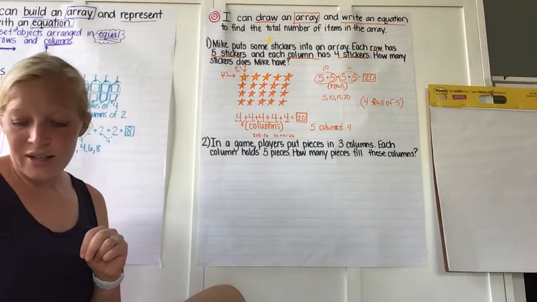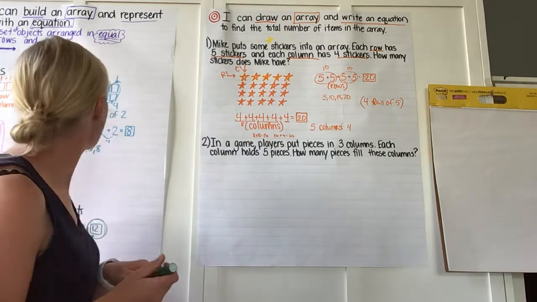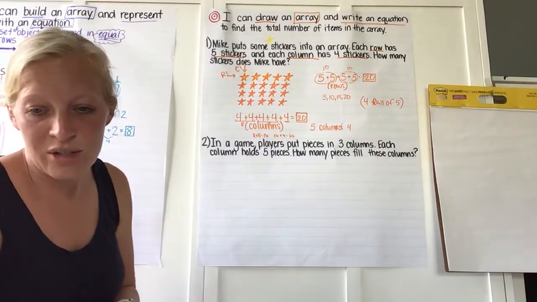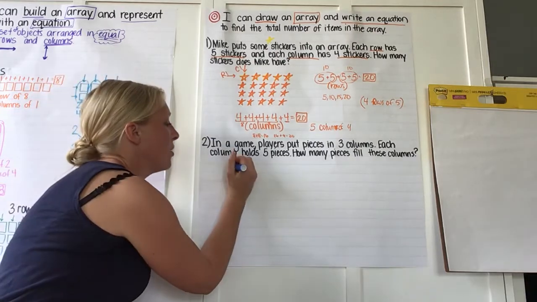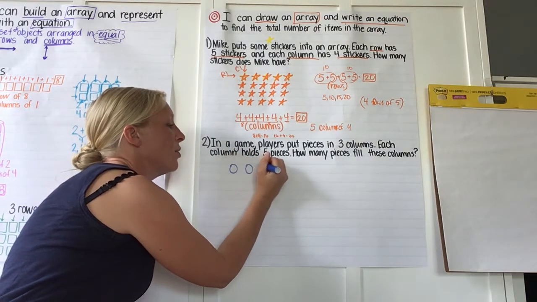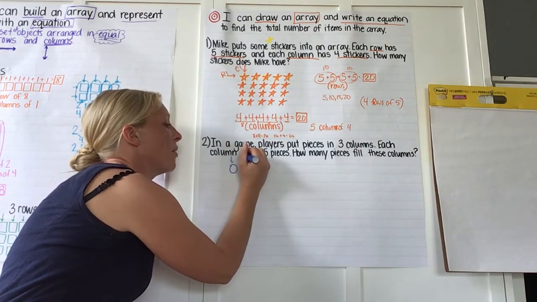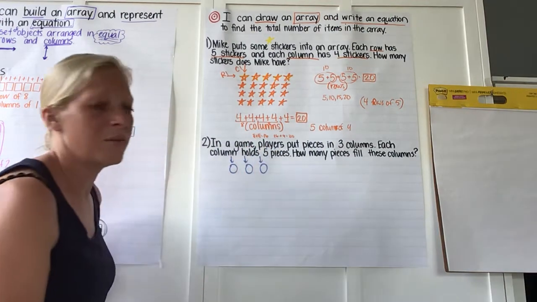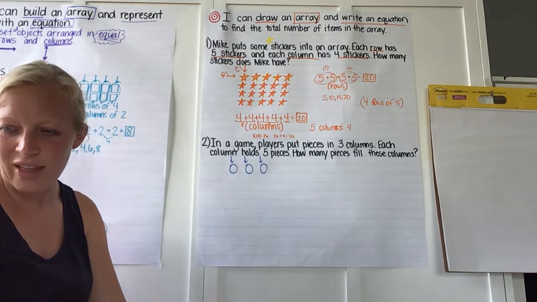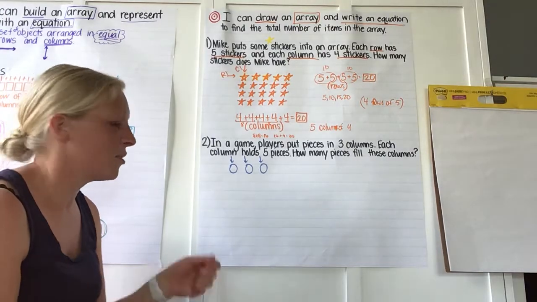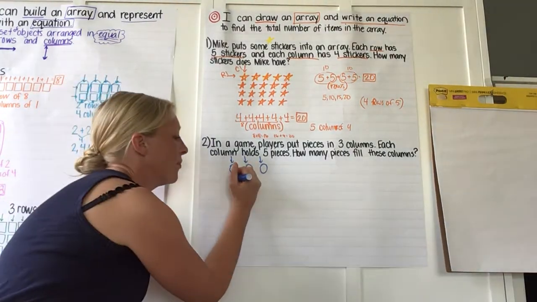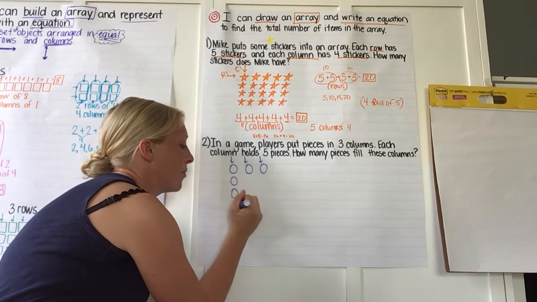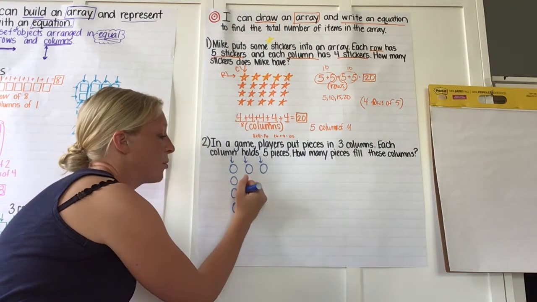All right, what does our picture look like, my friends? I'm gonna choose a different color. I just like to change it up a little bit. 3 columns. 1, 2, 3. Column 1, column 2, column 3. Did you all start that way? I saw you drawing that out there super quick. How many do we have in each column? 1, 2, 3, 4, 5, right?